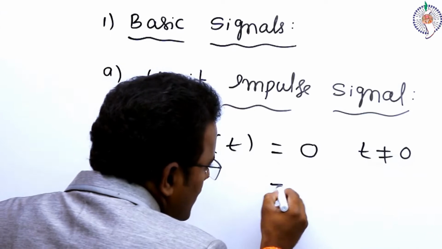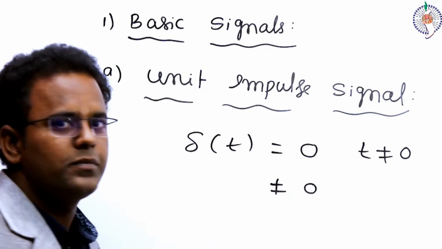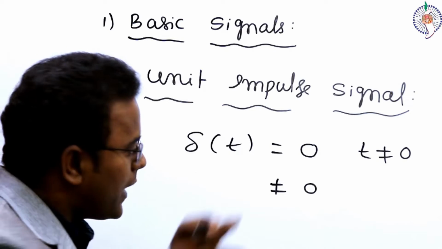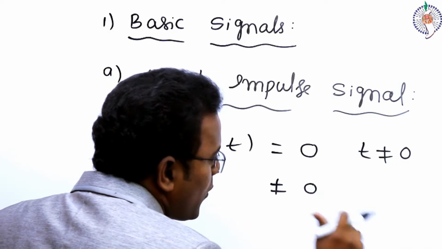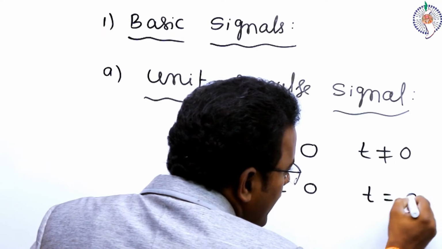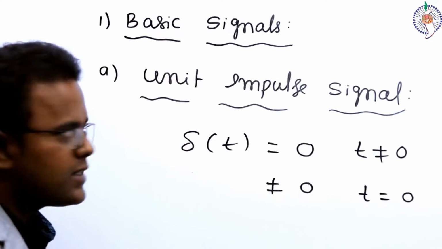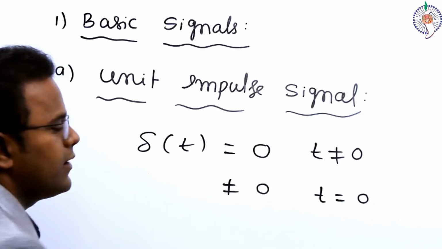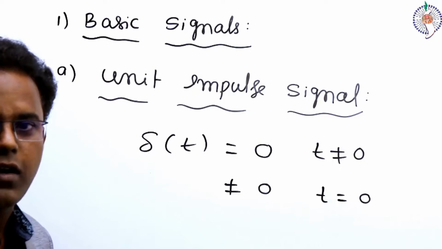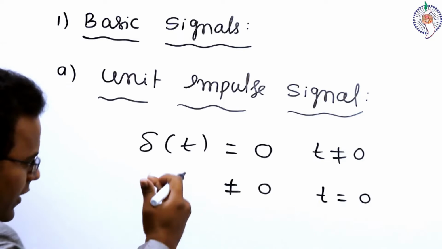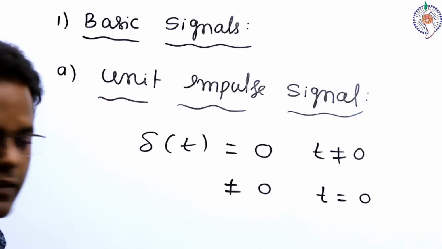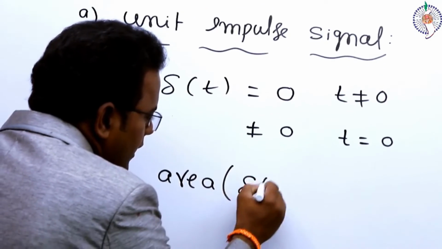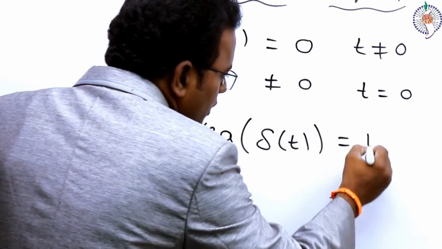Now its value is not equal to 0 when the argument is equal to 0. Please try to understand: I am not saying any value here, but I am clearly saying it is not equal to 0 when the argument is equal to 0. The amplitude is not mentioned. So the alternative definition they gave is the area. The area under the impulse signal is equal to 1.